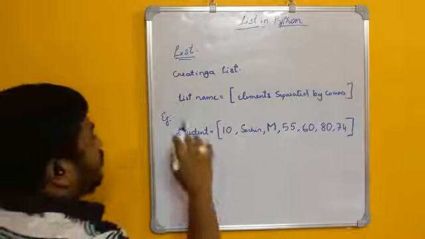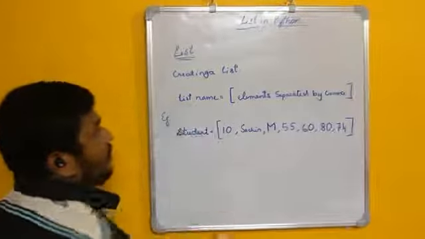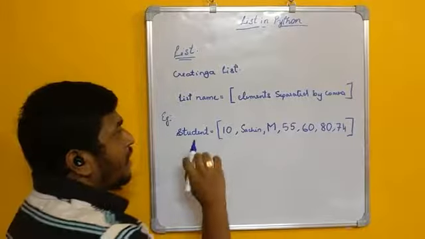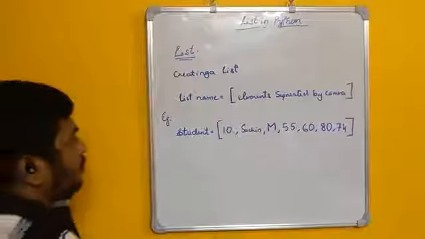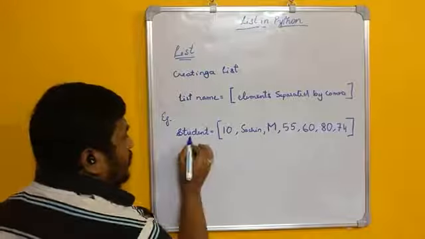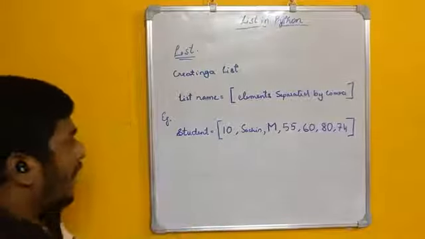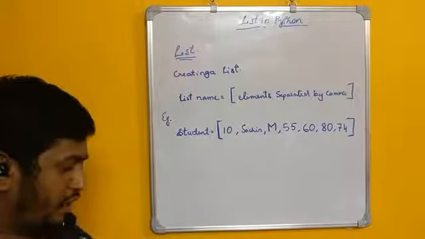This is the syntax for creating a list. List name is equal to square bracket. Within that we have to write the elements which are separated by comma. So this is the example. Student, this student is a list name. And these are the elements of this student: 10, Sachin, M, 55, 60, 80 and 74.